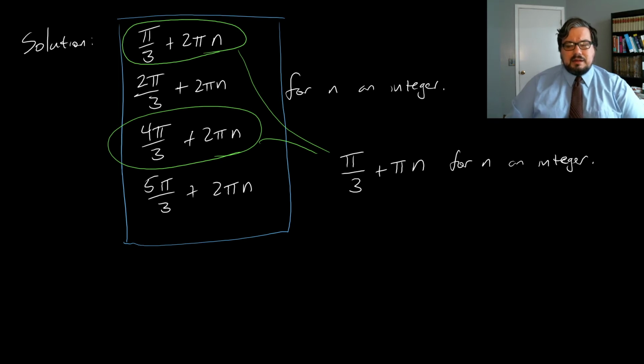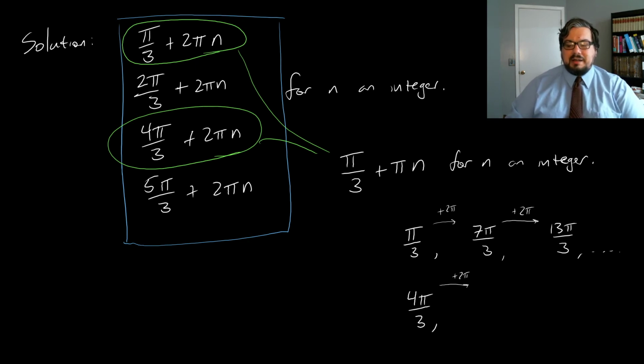If I start listing out the elements of each of these families, we get pi over 3, and then we add 2 pi, which is 6 pi over 3, we get 7 pi over 3, and we add 2 pi, and we get 13 pi over 3, etc., etc. And then if we look at the family 4 pi over 3, and we add 2 pi, that will give us 10 pi over 3, and then we add 2 pi, which gives us 16 pi over 3. And of course, we also have the negatives as well.